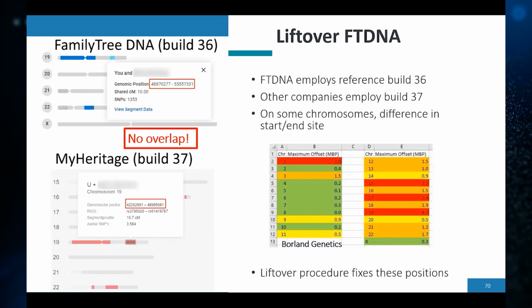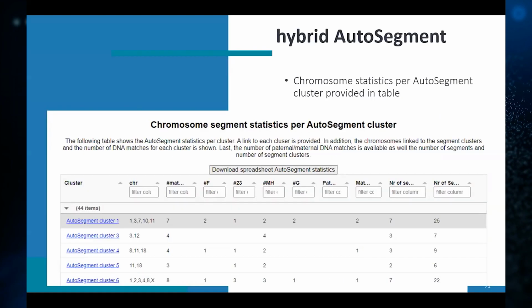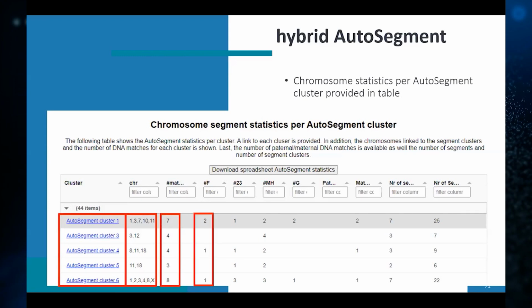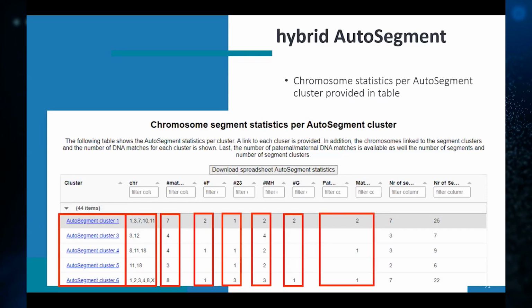Smart. So after doing this liftover, I get overlap for this particular segment. That makes sense. Yeah. Like the auto segment, you get the information about the cluster. So this is a cluster link with chromosomes, how many matches. But now you also see how many FamilyTreeDNA matches, how many 23andMe matches, how many MyHeritage, how many GEDmatch matches. So this is added to the table. And the paternal, the maternal data, the number of segment clusters, and the number of segments.